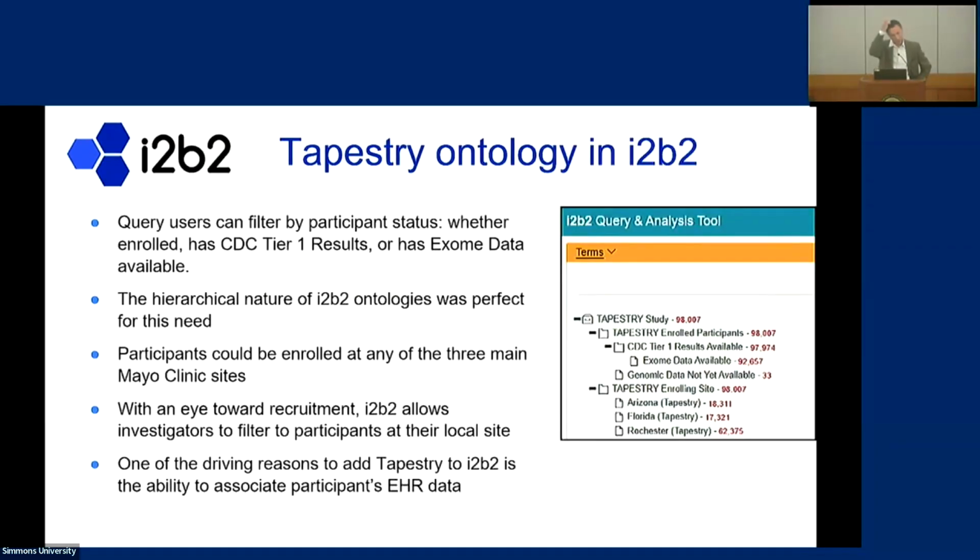So let me talk a little bit about ontology. So to me, the flexibility of ontology in I2B2 is a real strength. It's pretty straightforward and quite frankly, easy to implement. Tapestry is actually the second study that we have done. We have also done this for Biobank, the Mayo Biobank study, which comprised about 57,000 participants. And in both cases, it's actually the PI who reached out to me and wanted to put their data into I2B2.